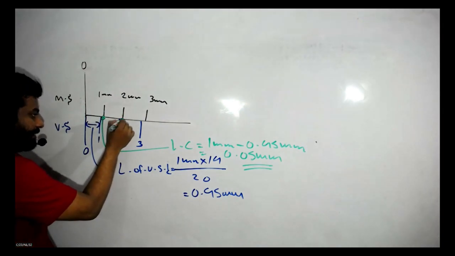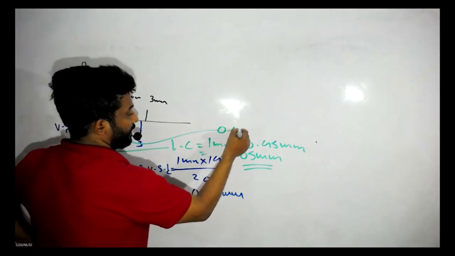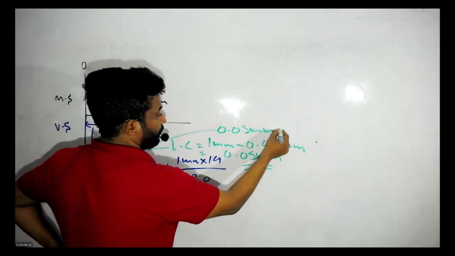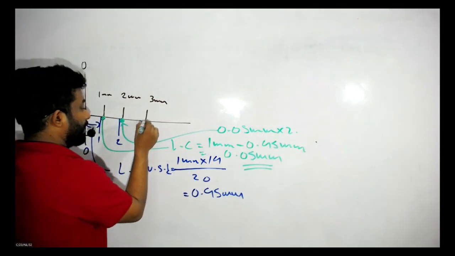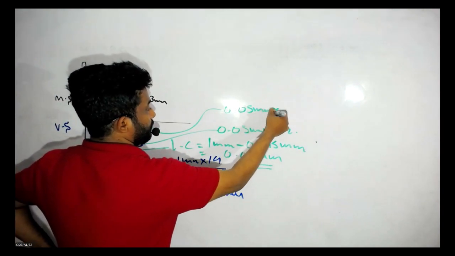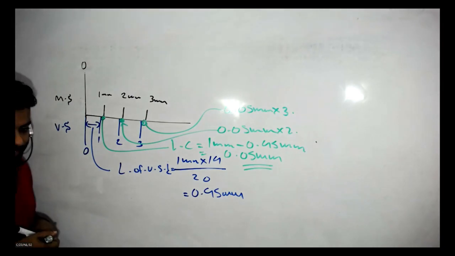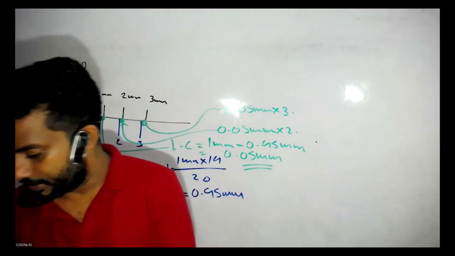Then you can find the second gap. Second gap should be 0.05 millimeter into 2, least count into 2. Third gap, 0.05 millimeter into 3. Now you have an idea about the vernier scale, right? Let's see the questions. Pude, read the first question.